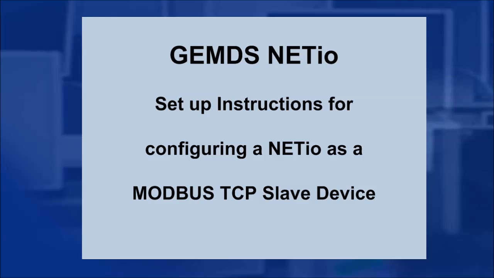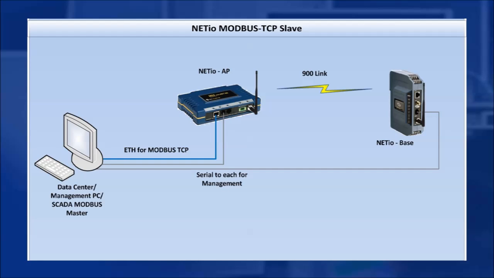In this video, we'll show you how to configure a NETio Base module to be a MODBUS TCP Slave Device. The equipment for this setup includes a NETio Base module, a NETio AP, and a PC acting as the MODBUS Master. In a NETio IP system, the AP acts as the IP gateway to all wirelessly connected NETio bases. In this case, we have just one base.